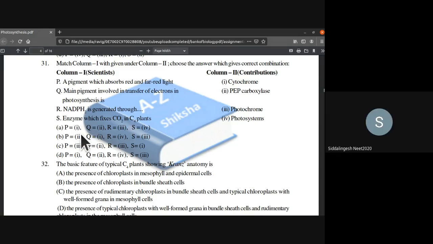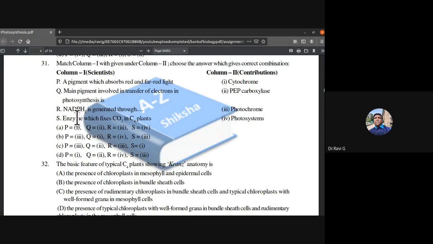Cytochrome. Very good. The cytochrome. Main pigment involved in transfer of electrons in photosynthesis is, okay. So you have to remember about that. NADPH is generated through photosystems. Enzyme which fixes carbon dioxide in C4 plants, PEP carboxylase. So which is that answer?